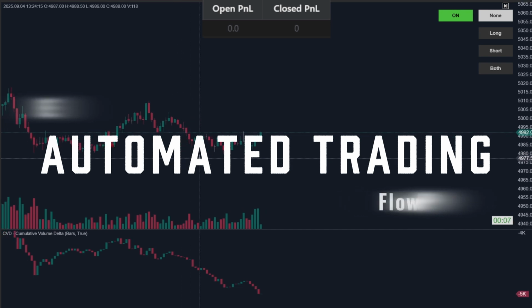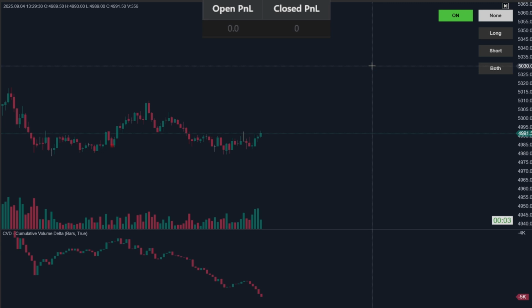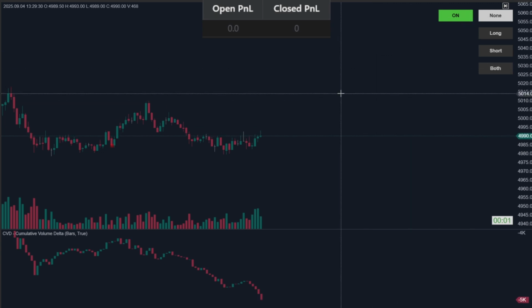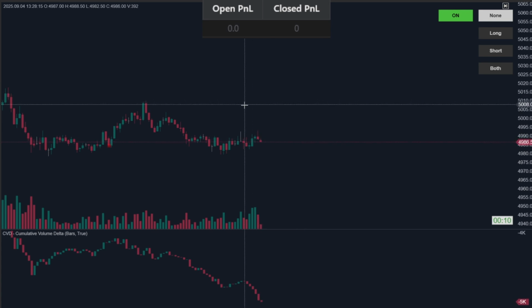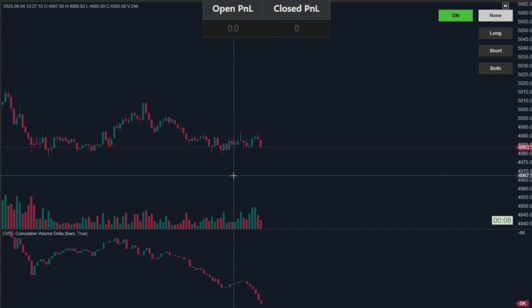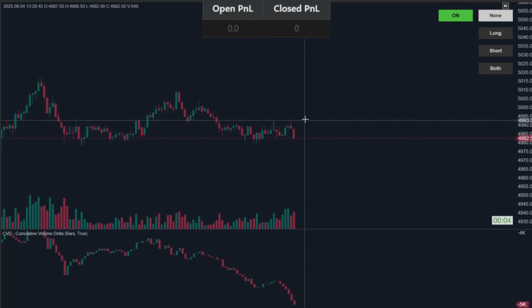Today we are using the FlowPro Bot again just to do a little bit of scalping, and we are using the futures version of the FlowPro Bot because we're trading some ES and we're going to trade the New York session. The New York session's about to open and we're going to hopefully get a few nice trades in today. And of course the volatility is going to pick up, the volume is going to pick up.